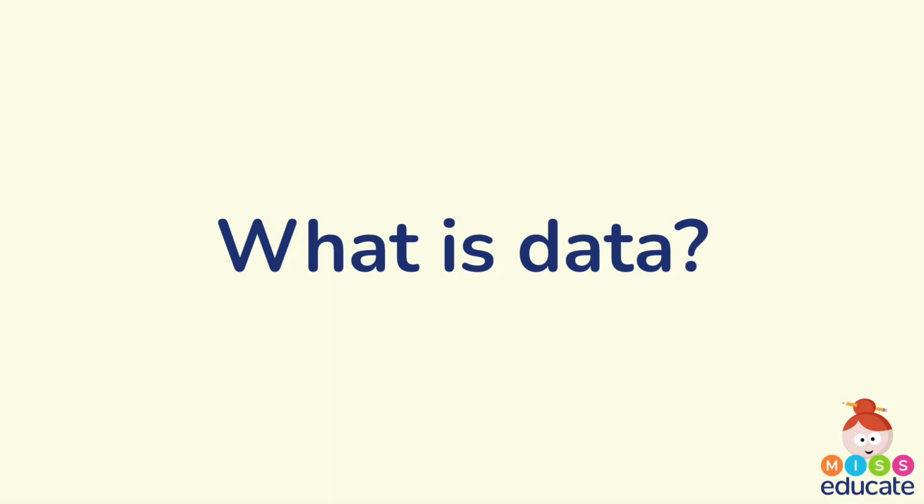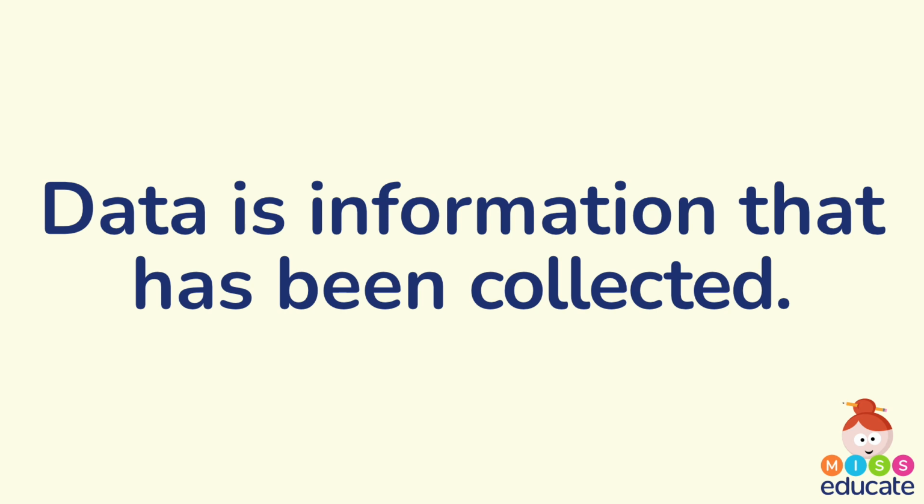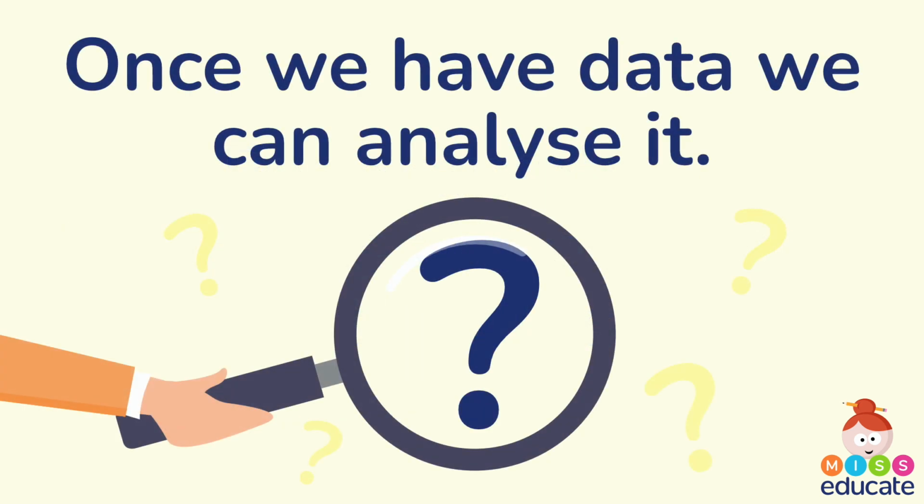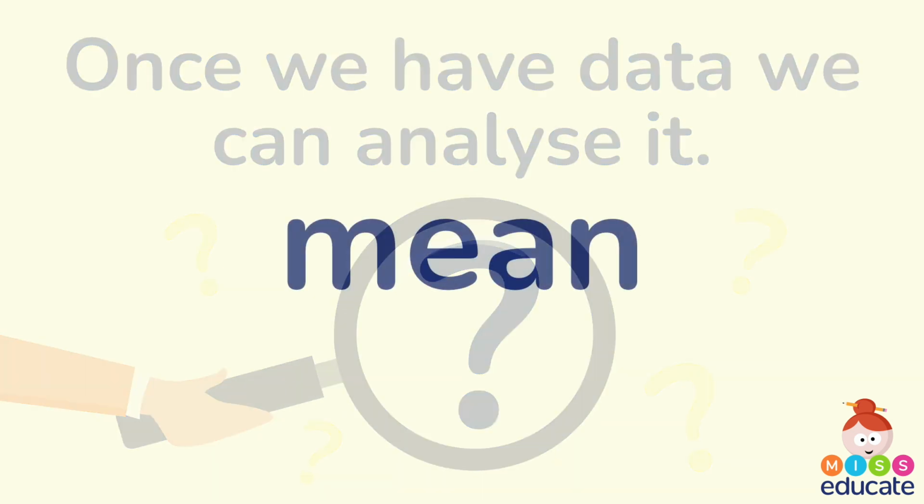Today we are looking at the mean, median, mode and range of data. First of all, we have to think, what is data? Well, data is information that's been collected. For example, the shoe sizes of everyone in the class. Once we have the data, we can analyse it. That means that we look at it, we observe it, and we see if we can find any patterns or anything.